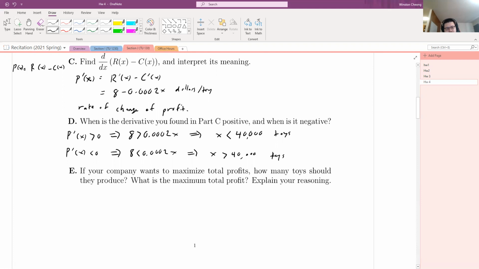Then E requires that you interpret it, right? So you want to maximize the profit. Well, what this is saying is that the profit is going to increase so long as x is less than 40,000. Then after x is 40,000, the profit starts to decrease. So we kind of expect that the sweet spot will be 40,000. So to maximize profit, make 40,000 toys.